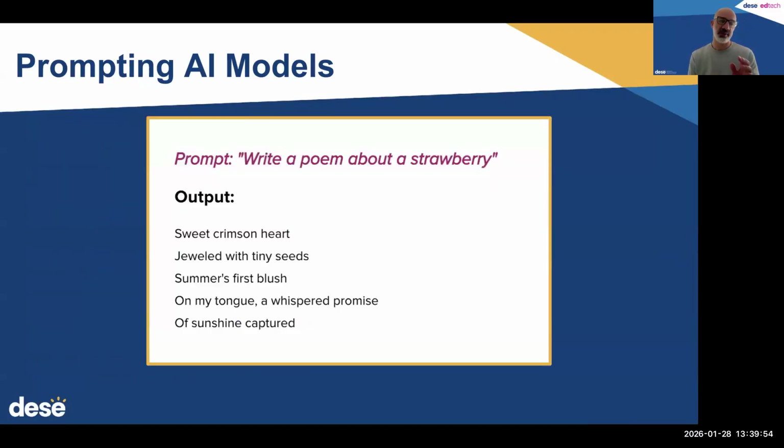So let's look at this first by examining this prompt and how we might keep adding layers to the prompt to get what we want out of it. If we were to prompt a language model, "Write a poem about a strawberry," we get this generic output. It has this sweet crimson heart. It's jeweled with tiny seeds. It's summer's first blush. It's like a whispered promise, and it's sunshine that's captured. Reasonable poem, maybe not exactly what we're looking for, but the output is generated based on this incomplete, imprecise, and not really specific prompt.